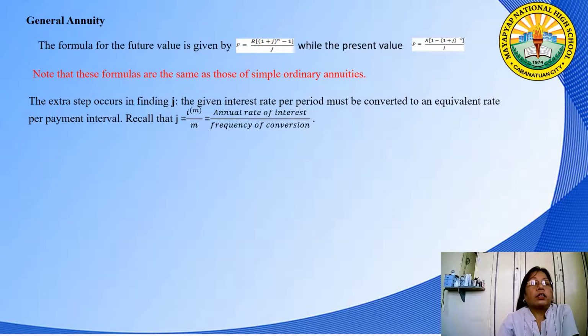The given interest rate per period must be converted to an equivalent rate per payment interval. Recall that J equals I raised to M over M, or that is equal to annual rate of interest over the frequency of conversion. So to find the future value of general annuity, let us have an example.